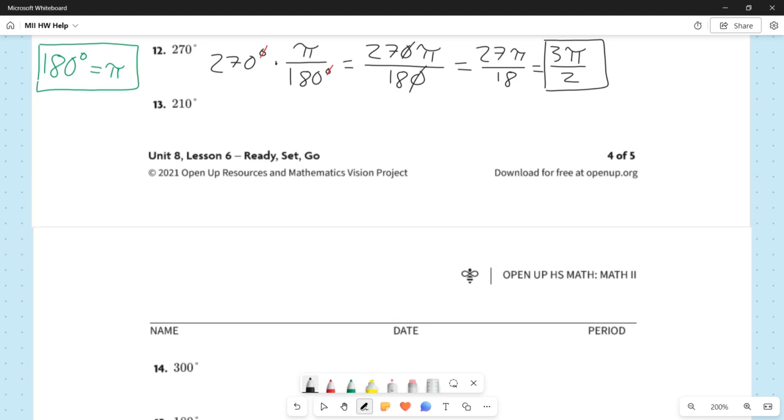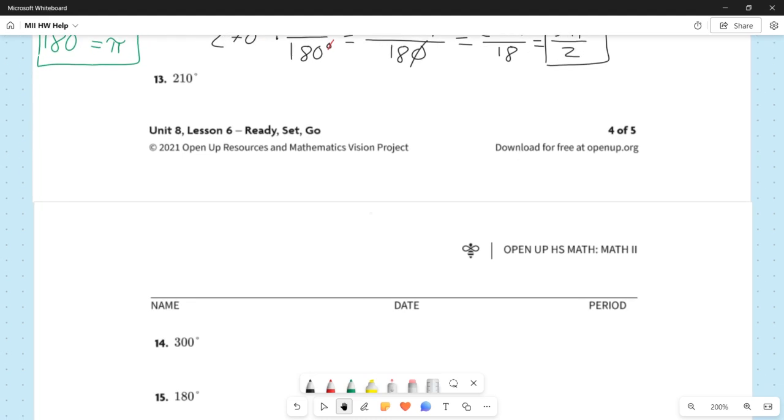If we go back to the original fraction of 270 over 180, the GCF there would have been 90. But we sort of did it in two parts. We did the 10, then the 9. But if you wanted to do it in one step, you could just divide out a 90 from both terms, and that would still give you the same answer of 3 pi over 2 radians. And that is our final answer for number 12.